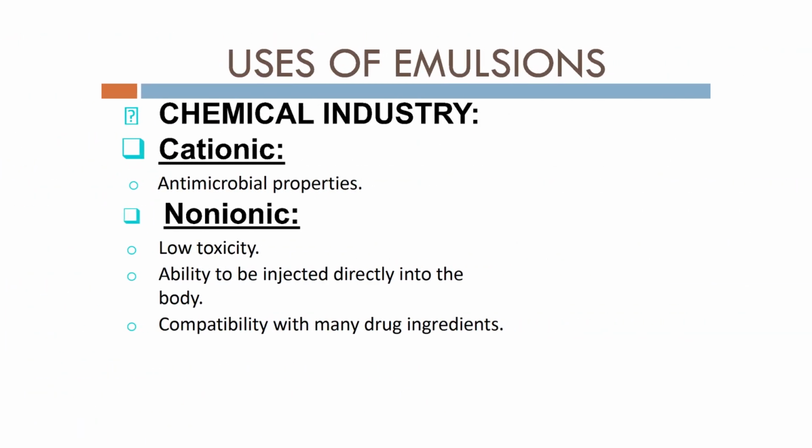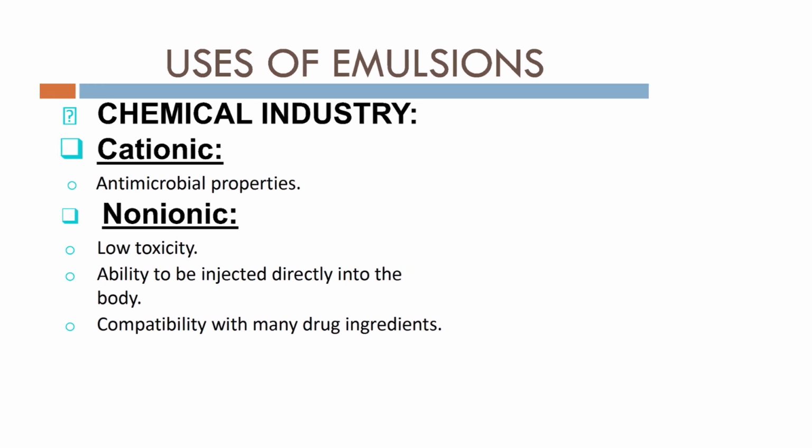Uses of emulsions. Now that we know how to make them, let's explore the incredible uses of emulsions, starting in the chemical industry. Cationic emulsions are valued for their antimicrobial properties. Non-ionic emulsions are widely used because of their low toxicity, their ability to be injected directly into the body, and their compatibility with many drug ingredients.